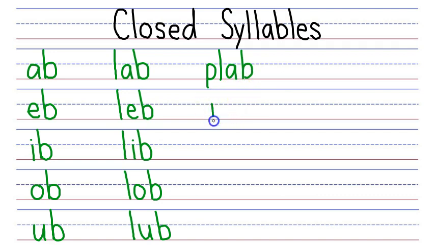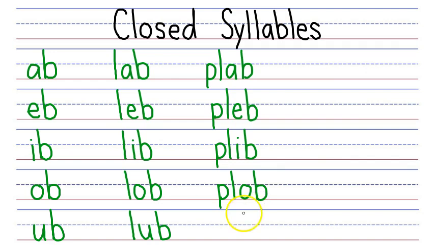For pleb, we have a P that says p, an L that says l, an E that says e, and a B that says b. For plib, we have a P, an L, an I that says i, and a B that says b. For plob, we have a P, an L, an O that says o, and a B that says b. And for plub, we have a P, an L, a U that says u, and a B that says b. Plab, pleb, plib, plob, plub.